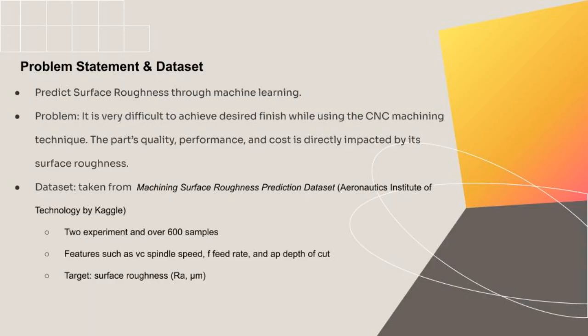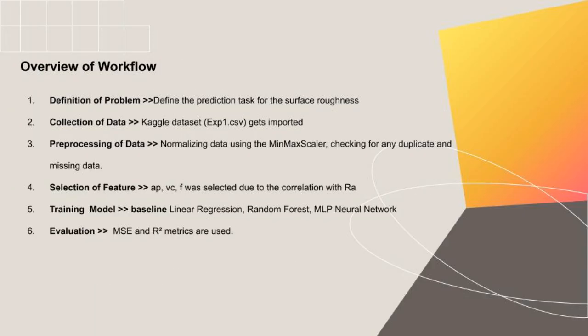The main features we're using are AP, which is the depth of cut, measured in millimeters, VC, the spindle speed, measured in meters per minute, and F, the feed rate, measured in millimeters per revolution. And our target value is RA, which stands for arithmetic mean roughness. RA is the most common surface finish measurement, and it tells us how smooth or rough the machined surface is. That's the value we're trying to predict using machine learning.